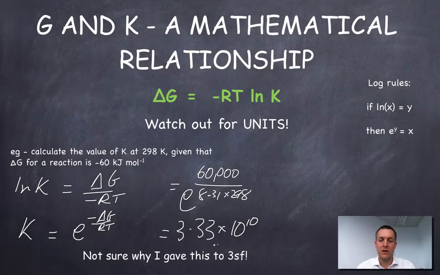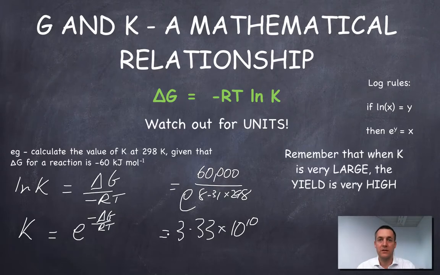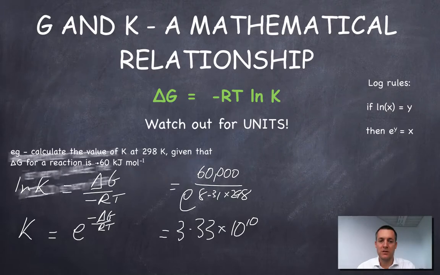Which is a very large number. And if K is very large, that means all our reactants have turned into products pretty much. And that's what's indicated by the sign of this delta G. It's negative, and it's quite a large number. It's 60 kilojoules per mole.